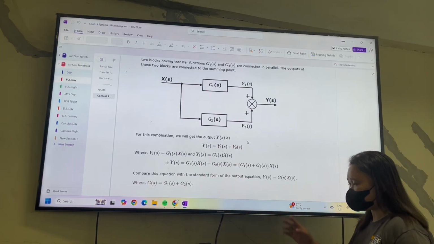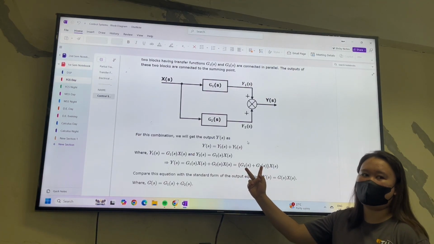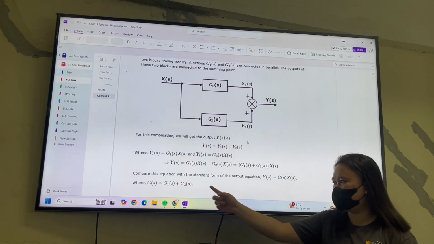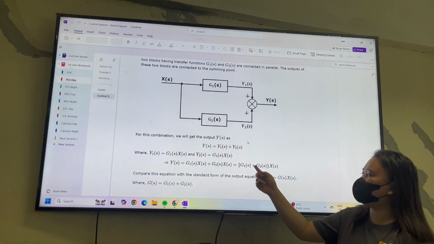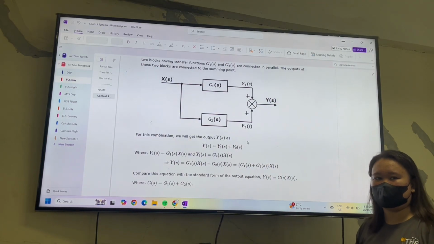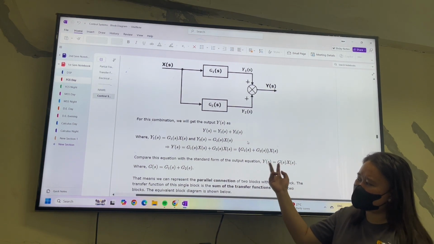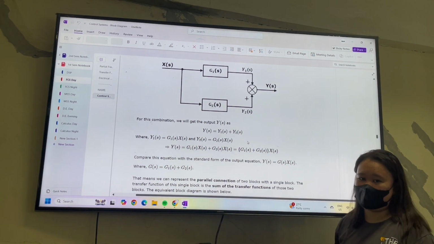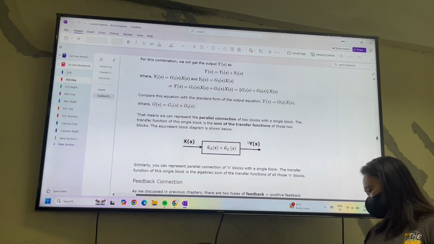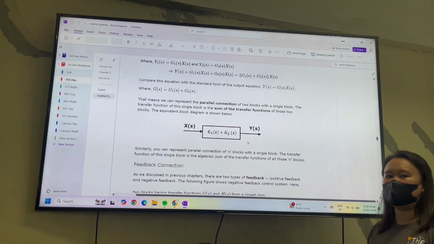So for cascade, in your class you just add the two blocks and multiply by the input. For G of s, it is just equal to G1 of s plus G2 of s. Okay, so this is the equivalent block diagram for a parallel connection.